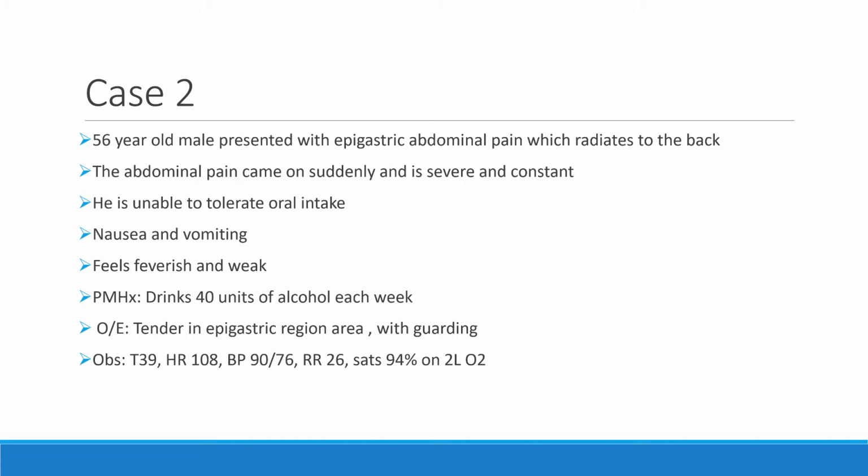He drinks a lot of alcohol each week. And when you examine him, he's tender in the epigastric region with some guarding. In terms of his observations, he's pyrexial, he's hypotensive, tachycardic, has a high respiratory rate, and is currently requiring oxygen of 2 liters.